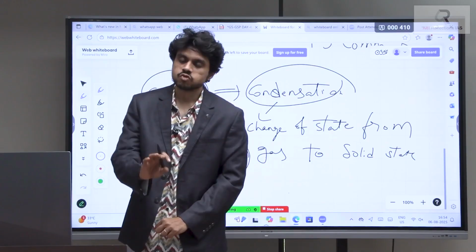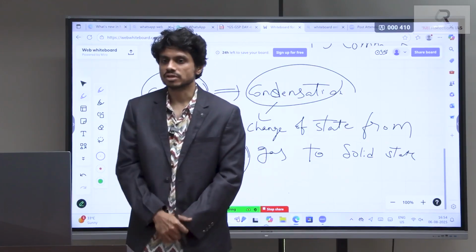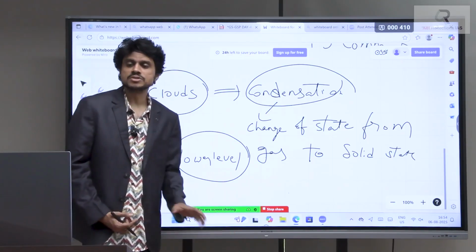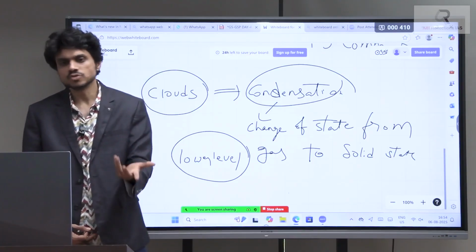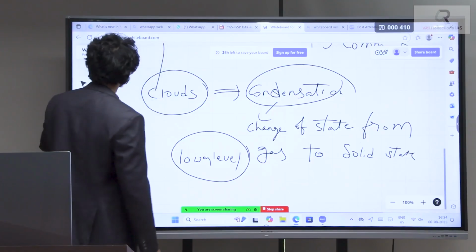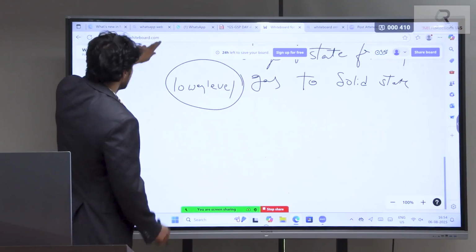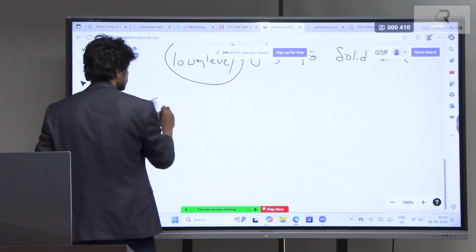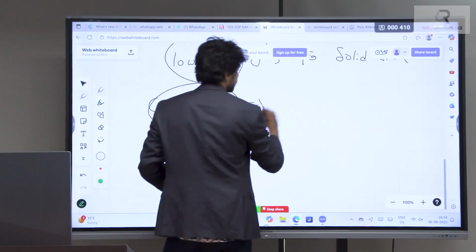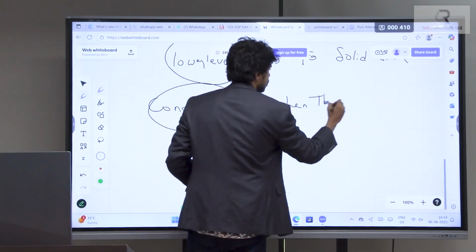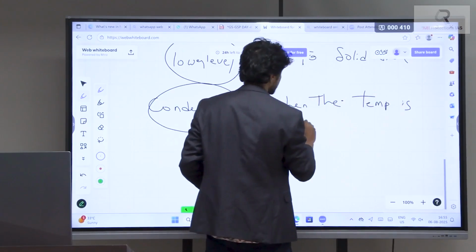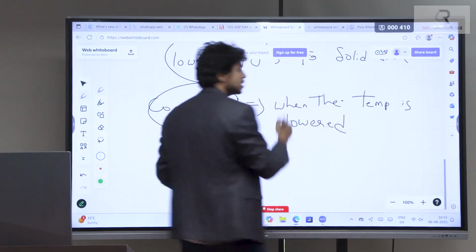So when will fog be created on the lower level? That is the important question that you need to understand. How does the condensation process happen at the lower level? Condensation generally happens when the temperature comes down. So when does condensation happen? When the temperature is lowered, condensation happens. Why does condensation happen when the temperature is lowered?